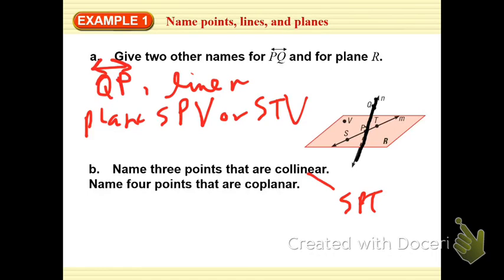What about coplanar? Coplanar means on the same plane. Name 4 points that are coplanar. You can't use R, it doesn't have a point by it. But you can use anything with a point by it on that plane. Go ahead, yes. VSPT. Yeah, VSPT would work. So we could say coplanar, we could say VSPT. Right. They're all on that plane. We couldn't say VQPT because Q is not in that plane.